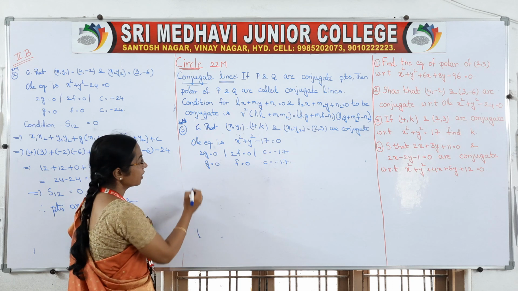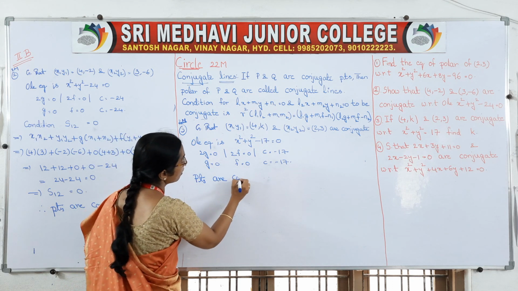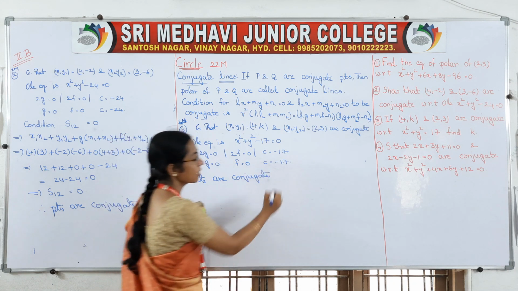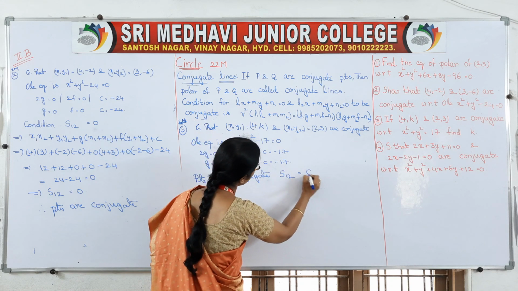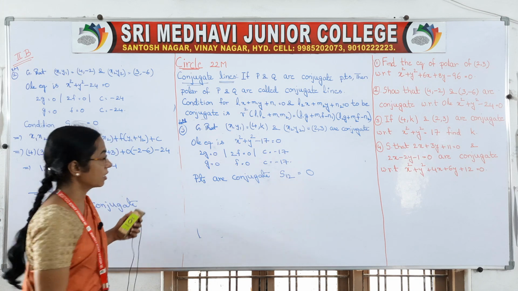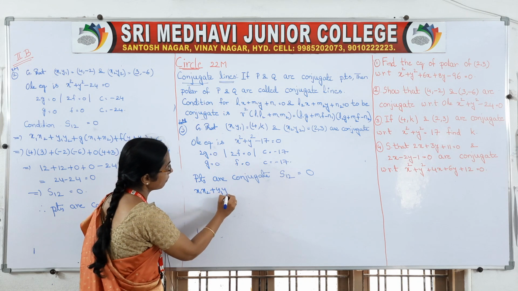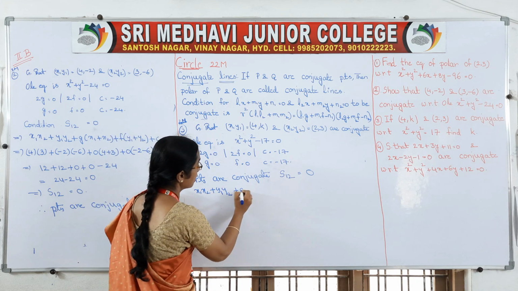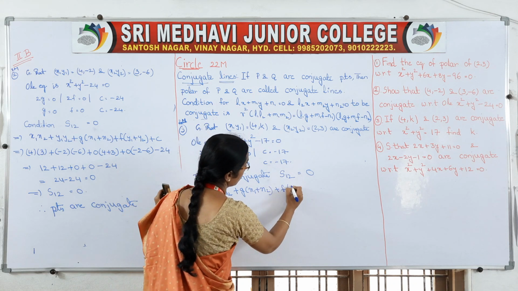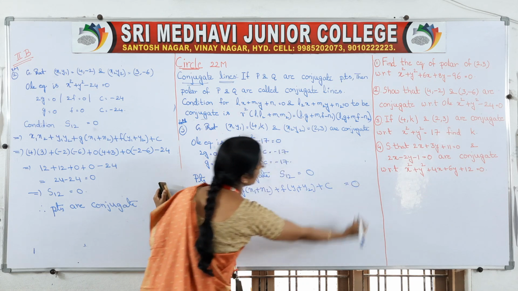And it is given that the points are conjugate. So, if points are conjugate, what is the condition? S12 is equal to 0. Already they are conjugate, they are satisfying that condition. So, what is S12? x1 x2 plus y1 y2 plus g into x1 plus x2 plus f into y1 plus y2 plus c is equal to 0.